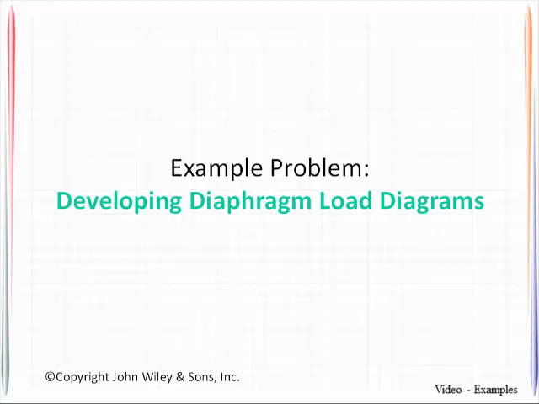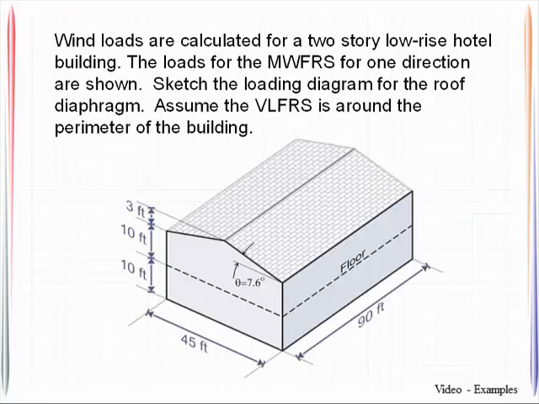Well, hello again. In this example, you will learn how to develop diaphragm load diagrams based upon externally applied loads. We're going to look at this two-story low-rise hotel building. Notice the dimensions, 90 feet, 45 feet. We've got story heights of 10 feet each, and then the roof has a rise of 3 feet over its particular distance. You can see a dashed line in here where the floor is located.